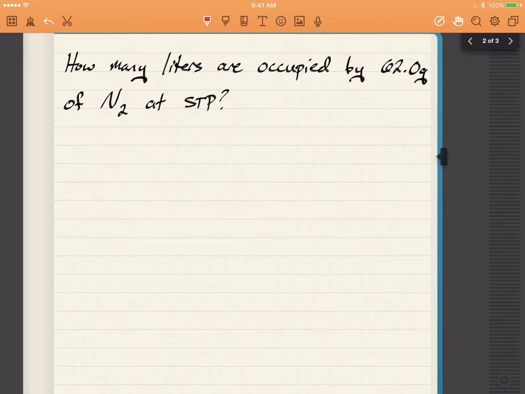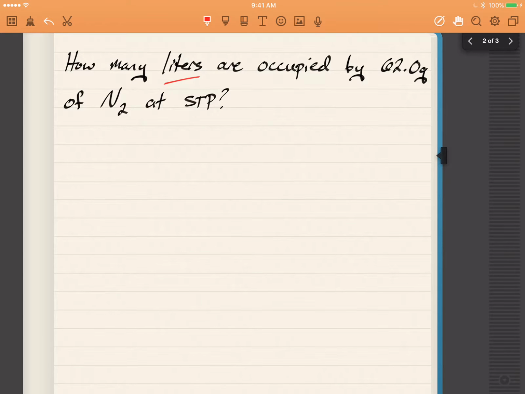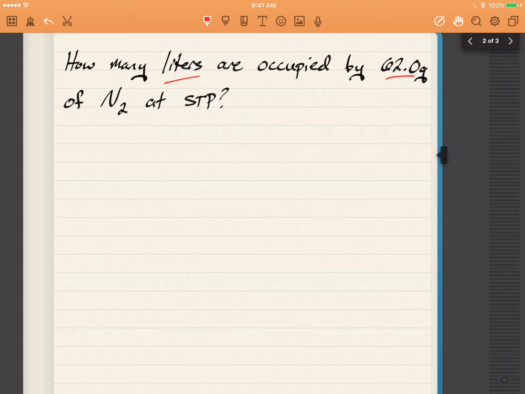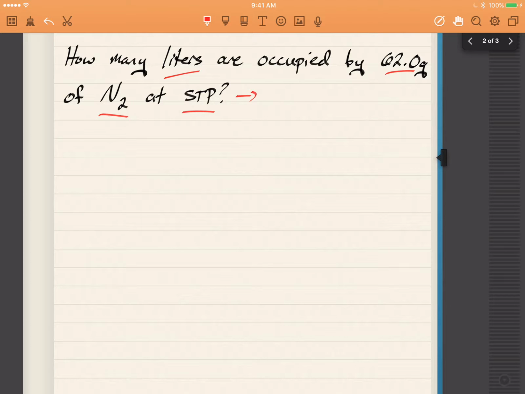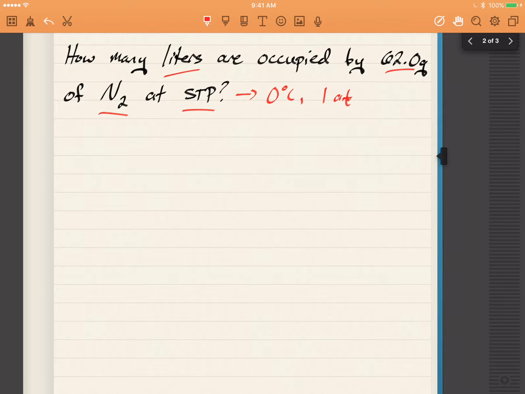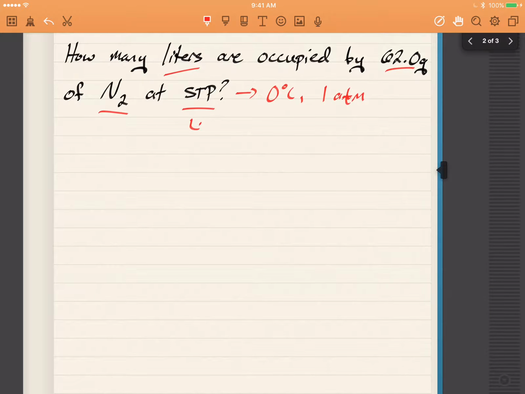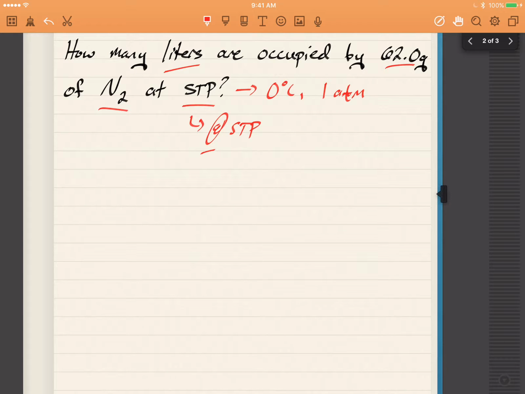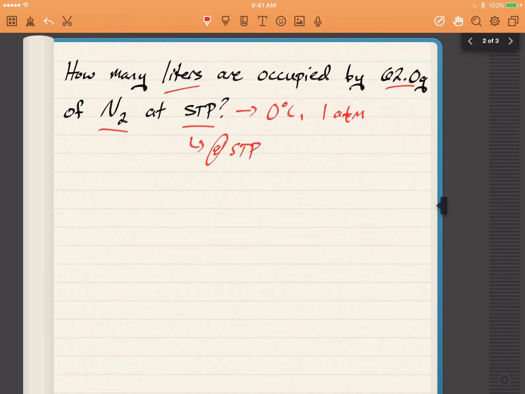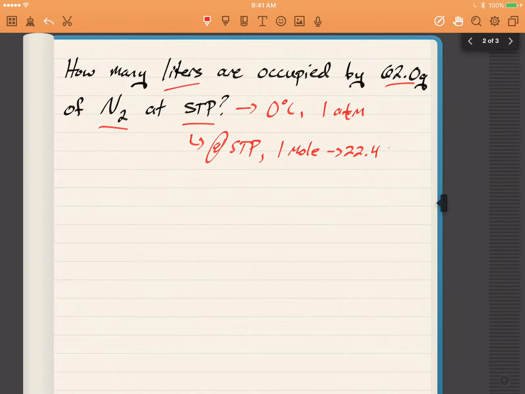Okay, let's do one more. I want to know how many liters are occupied by 62.0 grams of nitrogen at STP. Everybody knows STP is 0 degrees Celsius and 1 atmosphere of pressure, but the thing that you really need to know about it is that at STP, and yeah, you can still use that at symbol to mean actually at, not just a Twitter mention. At STP, 1 mole is the same as 22.4 liters.